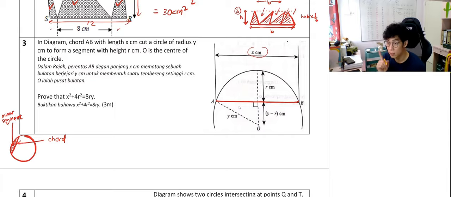O is the center of the circle. This is important. And prove that x squared plus 4r squared equals 8ry.